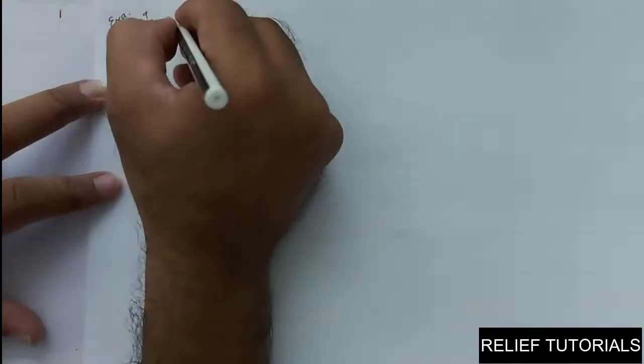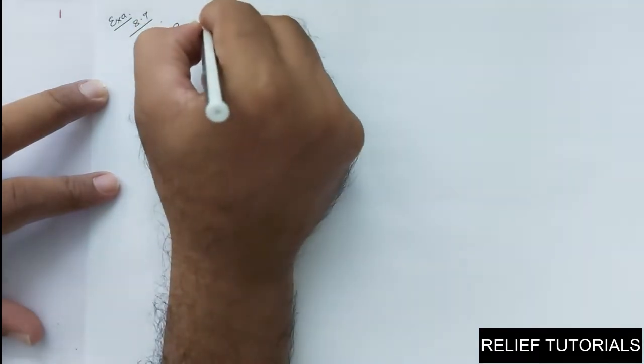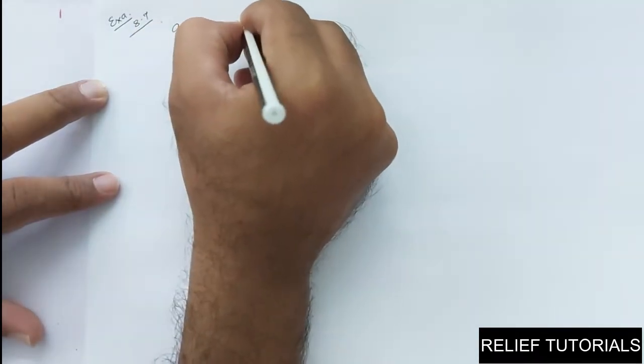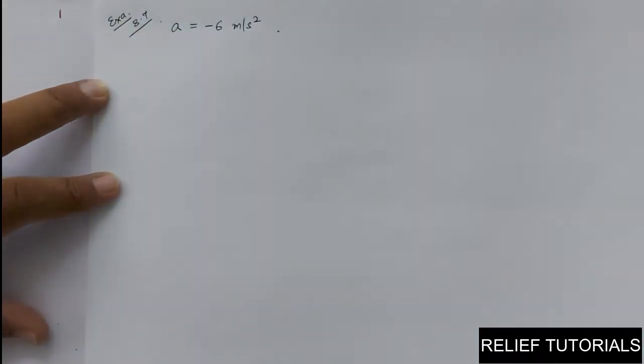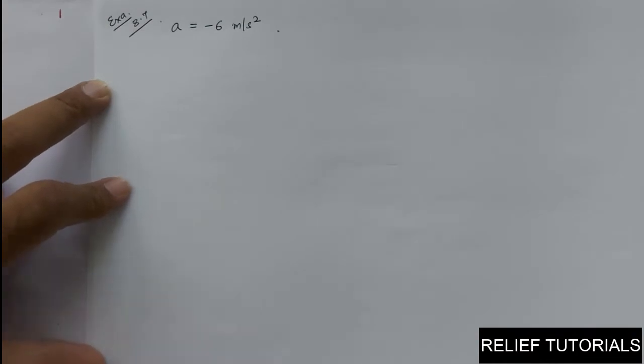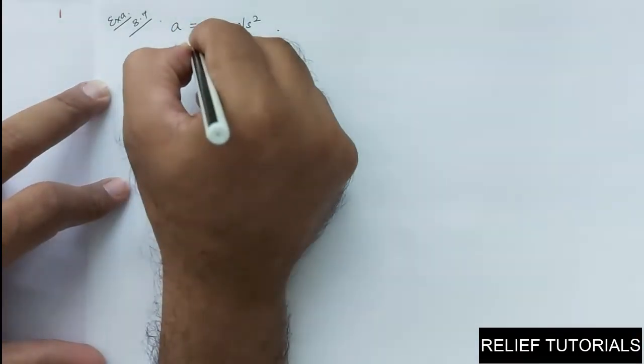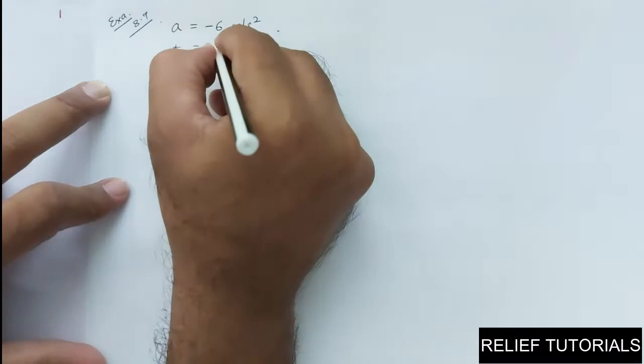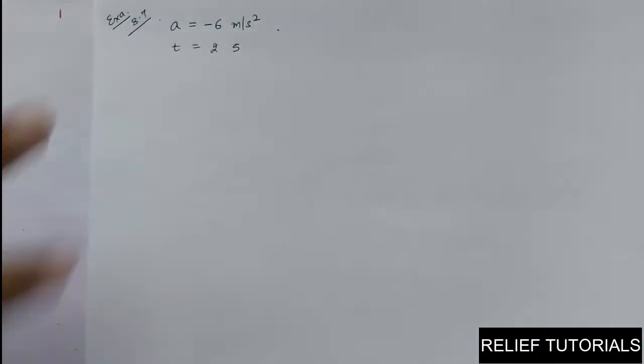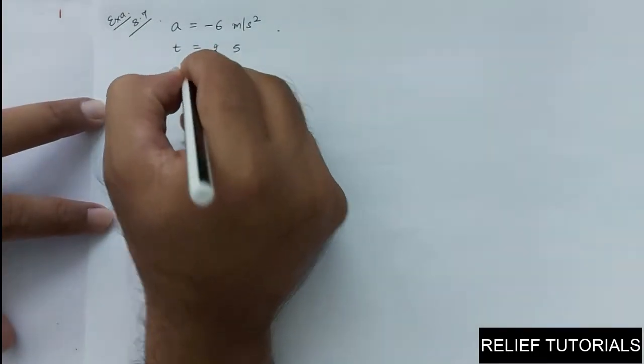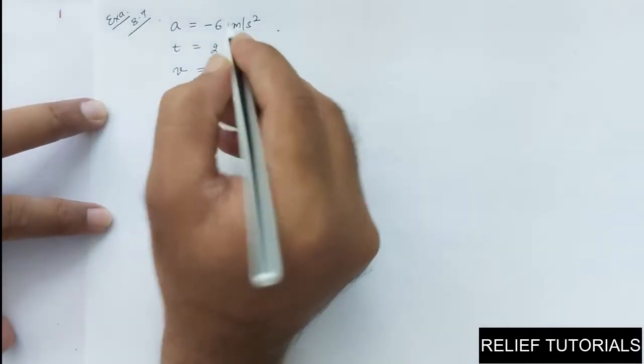Okay, acceleration of 6 meter per second square means a is equal to minus 6 meter per second square. It takes 2 seconds to stop after the brakes are applied. So t is equal to 2 seconds, and it is given that the car is going to stop after the brakes are applied. So stop means what? So I think the final velocity is 0.